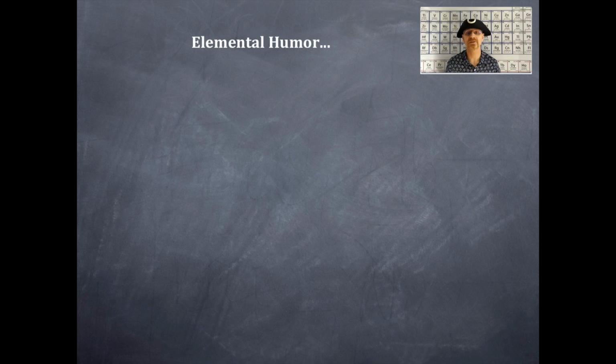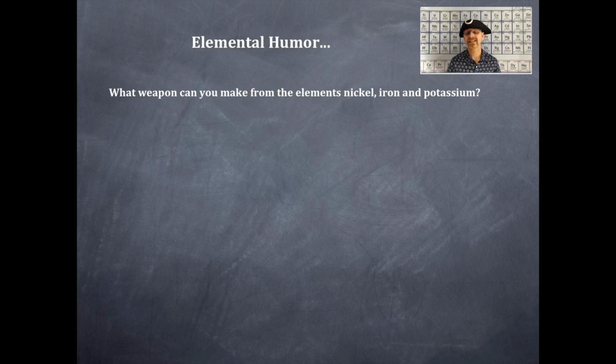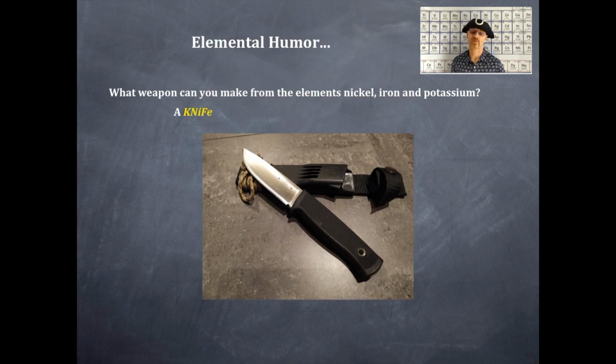So here's some elemental humor for you. What weapon can you make from the elements of nickel, iron, and potassium? Not in that order. Think about it. What weapon can you make with nickel, iron, and potassium? Not in that order. It's elemental humor, so we need to be looking at the periodic table and those particular elements, and of course that would be a knife, and here is a knife for you.